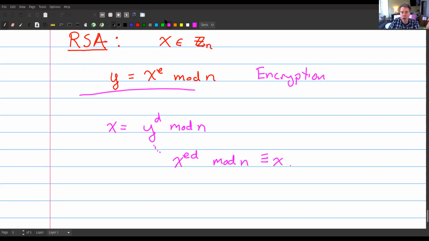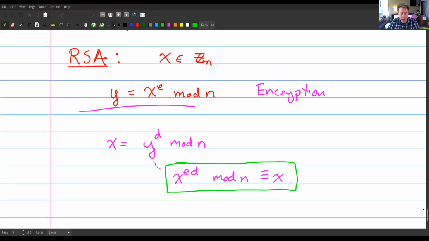And so it turns out that this is always just X. If you're wondering why in the hell is that true, that's a good thing to wonder. We haven't proved that. There's a long argument as to why that's true. But this is the magic that makes RSA work. It's X to the ED mod n is equal to X.